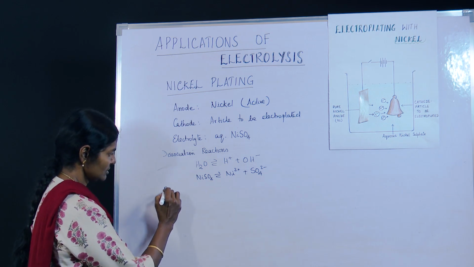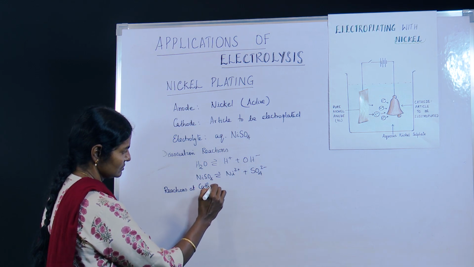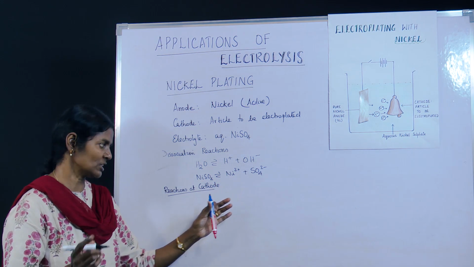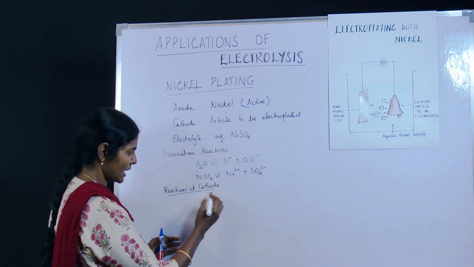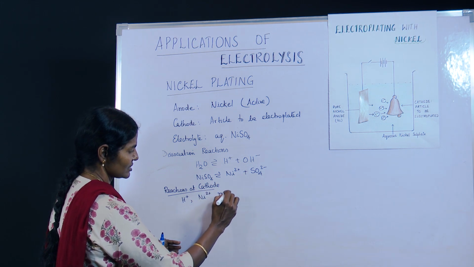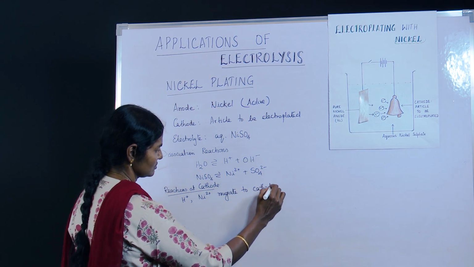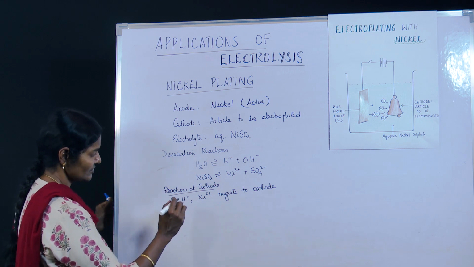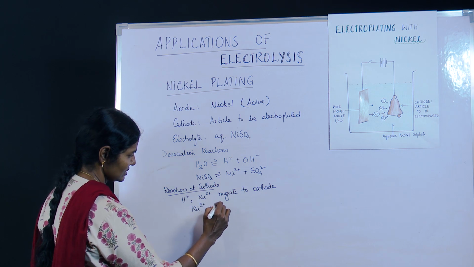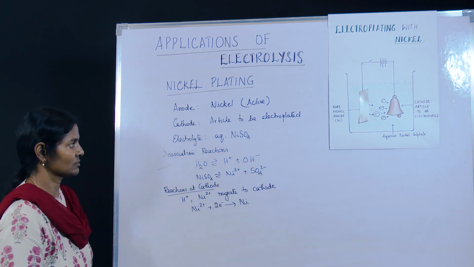Now let's go to the reactions at cathode. As we know, cations will migrate towards cathode. What are the cations present here? H plus and nickel will migrate to cathode. Then which one would be discharged? Nickel would be discharged. It adds on 2 electrons and forms nickel metal.